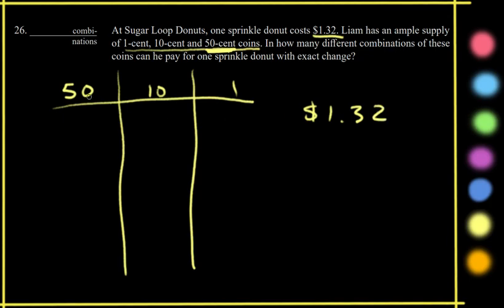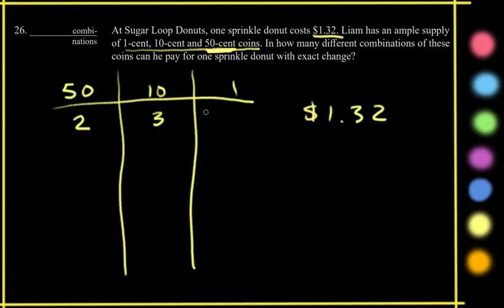So let's start with the most 50-cent pieces that he can use. So that's going to be 2. Because if he uses 3, that'll already be $1.50. So 2 50-cent pieces, and then let's also use the most 10-cent pieces that he could use. So that'll be 3.